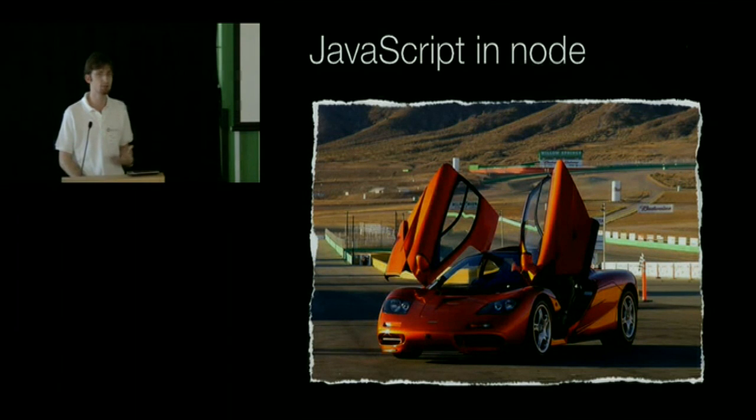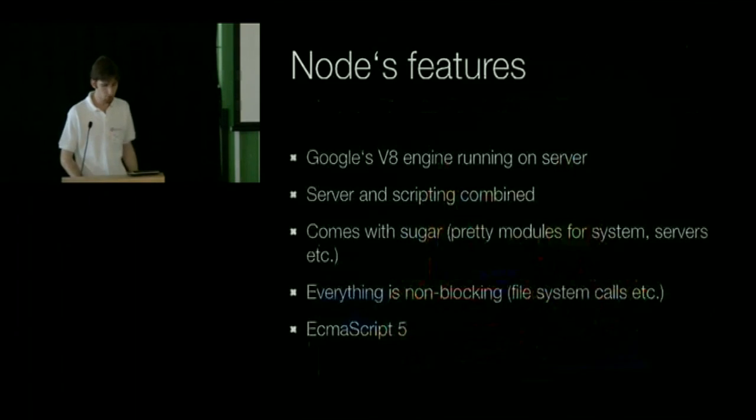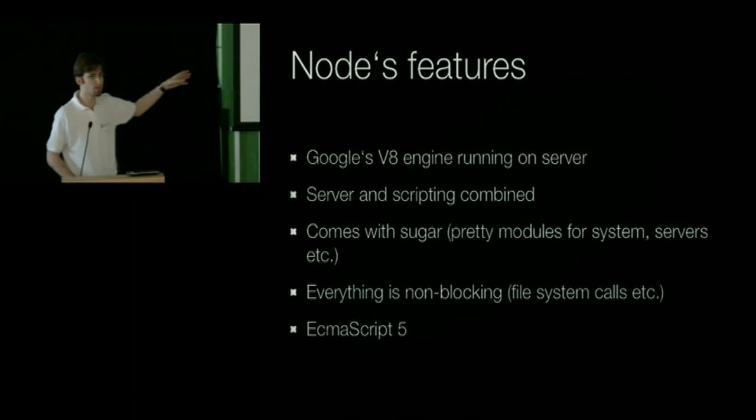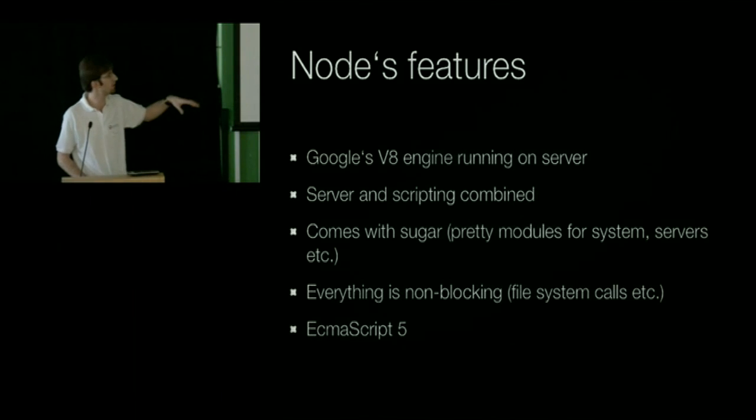So Node.js features: it's Google V8 running on the server in a scripting runtime. It is server and scripting in one kind of process, and it comes with some sugar on top, pretty modules for system, servers, etc. And everything, and that's a key fact, everything is non-blocking in Node. So Node is completely event-driven. File system calls, etc. are non-blocking. I'm going to show you what this means. Then, since it's using V8, it's using ECMAScript 5 as well. So you get some nice sugar on top as well.